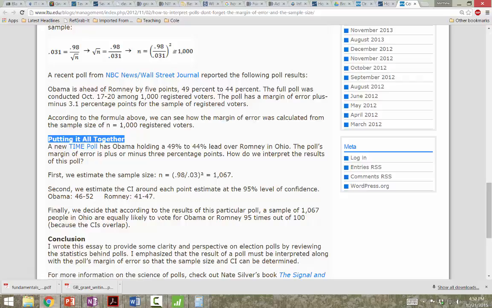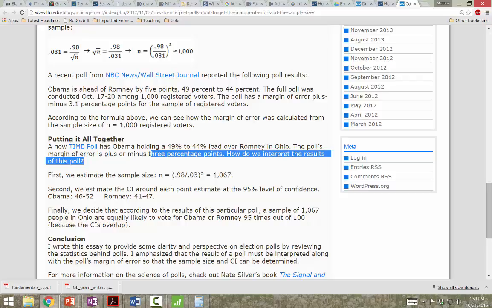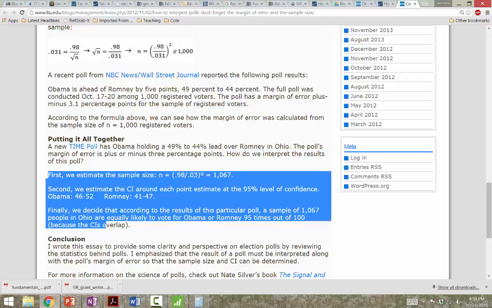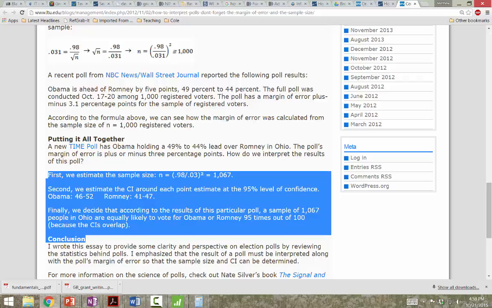A new Time poll, this was back in the election, 2008, has Obama holding a 49% to 44% lead over Romney in Ohio. The poll's margin of error is plus or minus 3 percentage points. Okay. So the question is, how do we interpret the results of this poll? Now, what I want you to do for your case is solve exactly as you see here. First, second, finally.